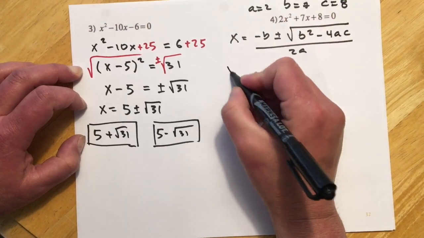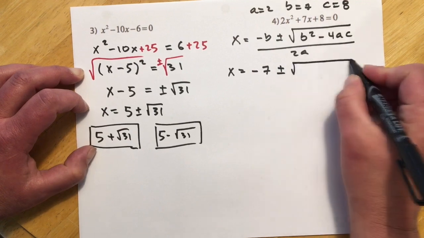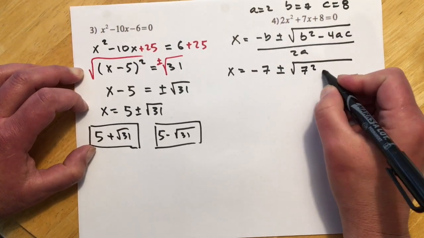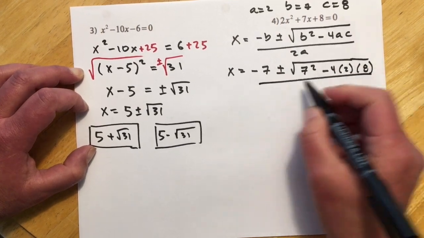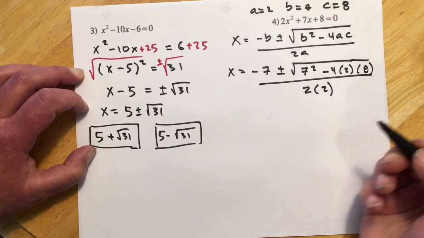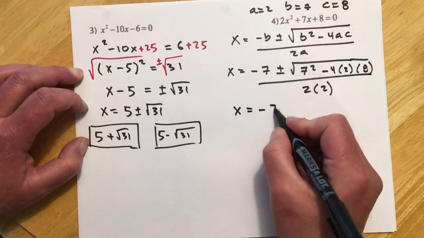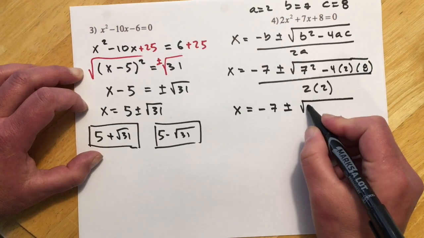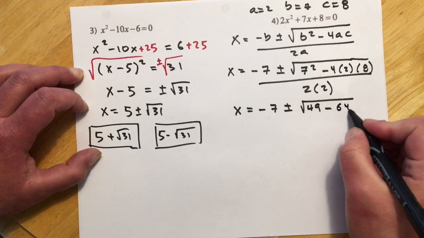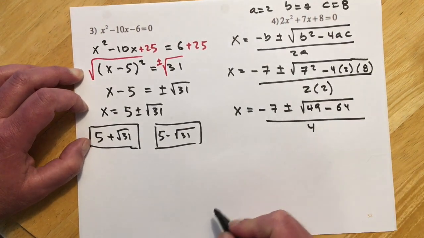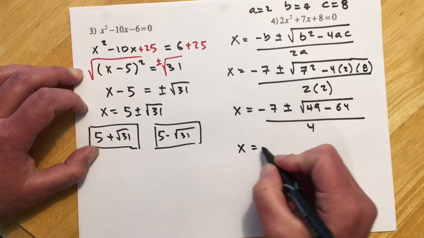So plugging in, I'm going to get x equals, b is 7, so it becomes negative 7 plus or minus the root of 7 squared minus 4 times a times c, all over 2a, so 2 times 2. And then we just have to clean this up. So x equals negative 7 plus or minus the root of 49 minus, that'd be 8 times 8, 64, over 4. 49 minus 64 would be negative 15.